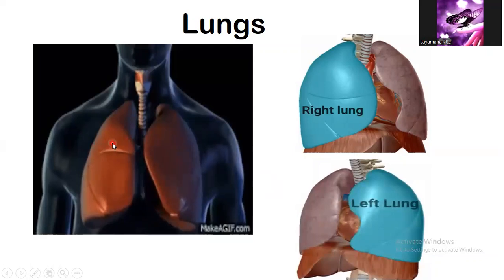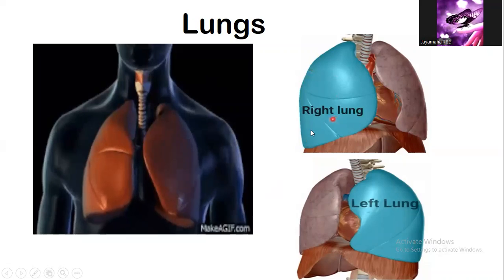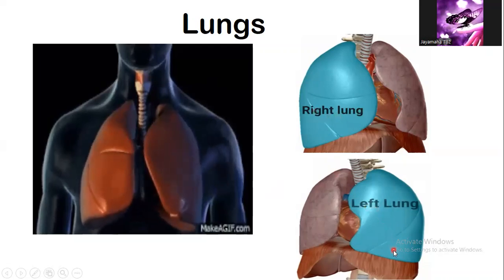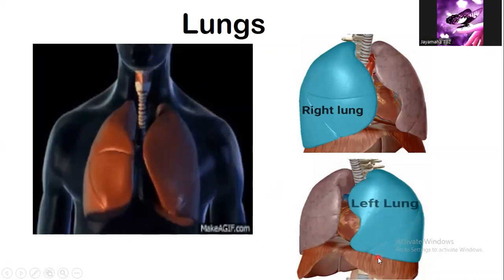The right lung has three lobes, upper, middle and lower, which are divided by two fissures. And the left lung has two lobes, divided by one fissure.